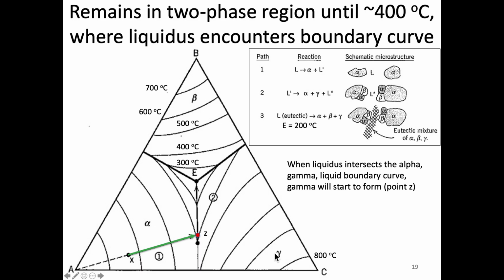So this tells us that once we reach this point, so once we intersect the boundary curve, we start to form a new phase, and that new phase is gamma. So basically from this point Z on, we form gamma. And so that's what path 2 is showing us. We have that new liquid, L prime, and we're still forming alpha, but now we're forming gamma. And then again, we still have liquid, but the liquid has a different composition. So we're going to call that L double prime. So this is going to be during the second path here, starting at Z.